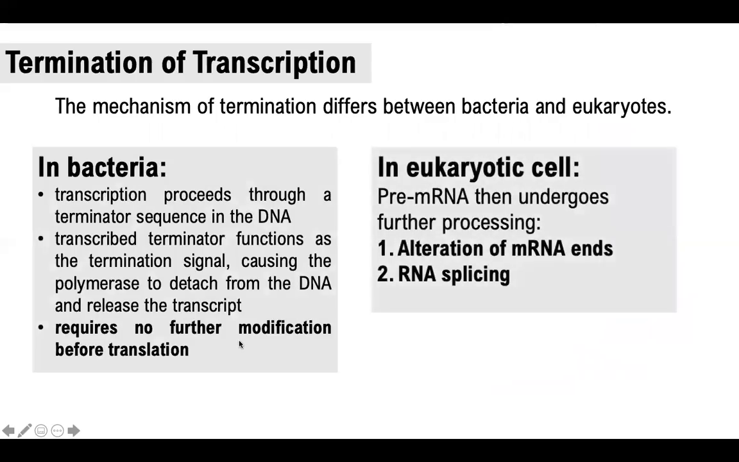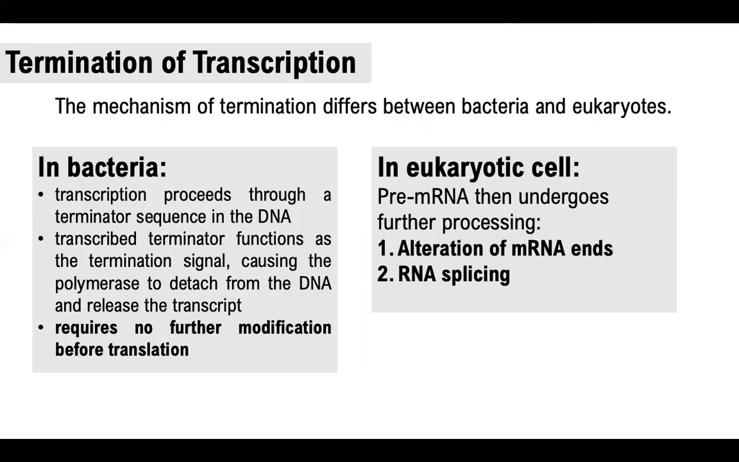And the mechanism of termination differs between bacteria and eukaryotes. In bacteria, transcription proceeds through a terminator sequence in the DNA. The terminator functions as a termination signal, causing the polymerase to detach from the DNA and release the transcript. It requires no further modification before translation. The mRNA product does not undergo any modification. It doesn't undergo any changes. It is what it is in bacteria.